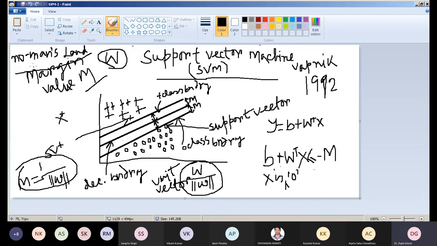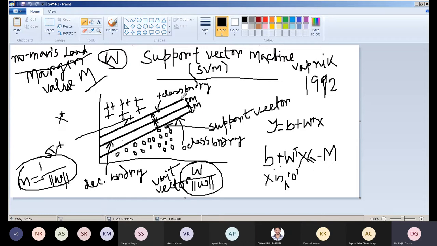From this figure you can see that this is the margin. Margin has been denoted by M, and here also M. That means the concept of the support vector machine is that exactly the same amount of no man's land should be placed on both sides of the division boundary. It is not like on one side we are keeping 1 centimeter and on the other side 0.5 centimeter. It should not be like that. Exactly equal amount of no man's land should be placed on both sides of the division boundary.